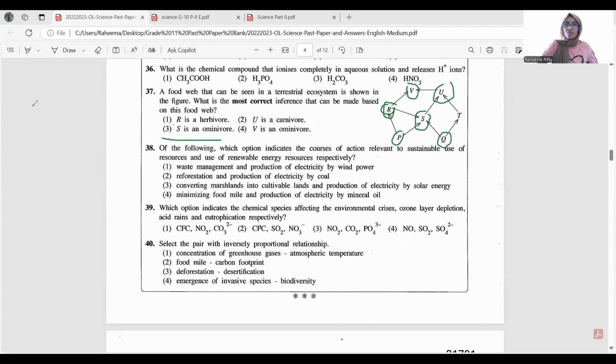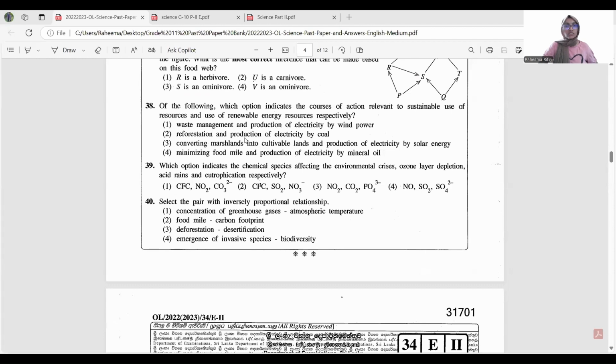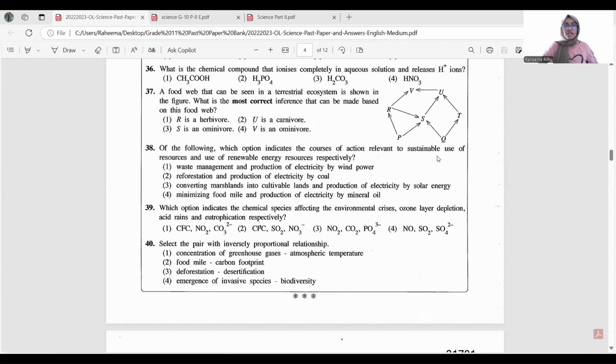And then we are moving to the next question, question number 38. Actually, this is from sustainable use of resources, your grade 11 last lesson. You have to go through the biosphere lesson thoroughly, because sometimes the last few questions come from that lesson, and your structured questions are mostly prepared from it. So here, in question number 38, you can see sustainable use of resources and use of renewable energy resources. So you have two things to consider. One is that it should be sustainable use. The other one is renewable energy resources. Sustainable use means you have to think of the future generation.